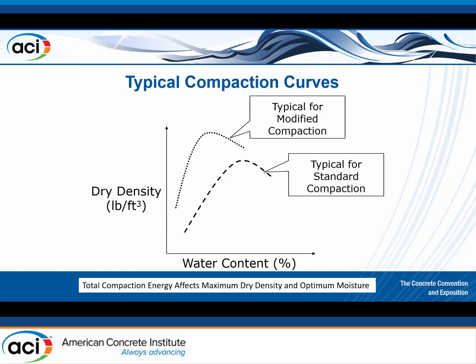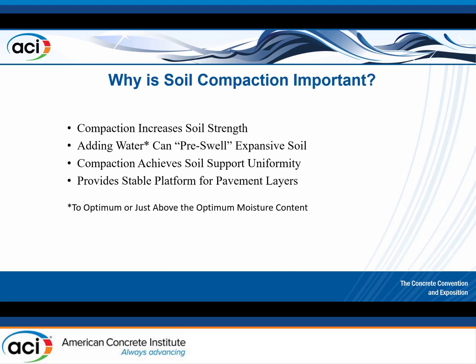All right? So for highly plastic soils, we might specify standard energy compaction. If we have a base material that has a lot of sand and gravel and things like that, then we might increase the compaction energy to get a little bit higher maximum dry density, which means we can get higher strengths for those soils. When we compact, we're increasing soil strength, but we're also adding water so that we can pre-swell to some degree those highly expansive soils.